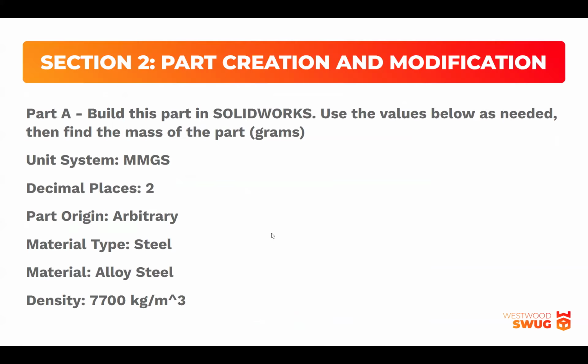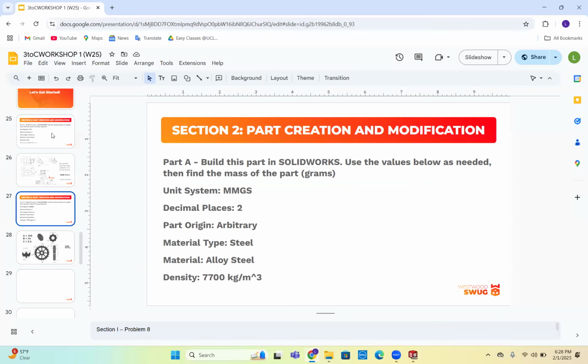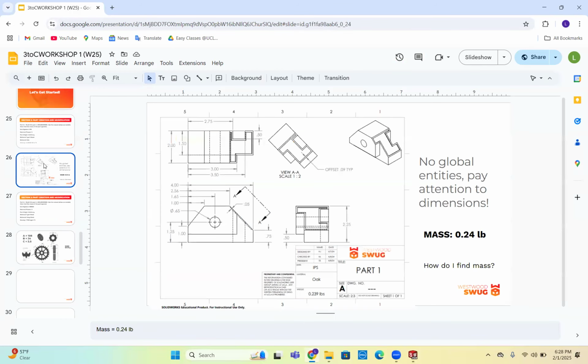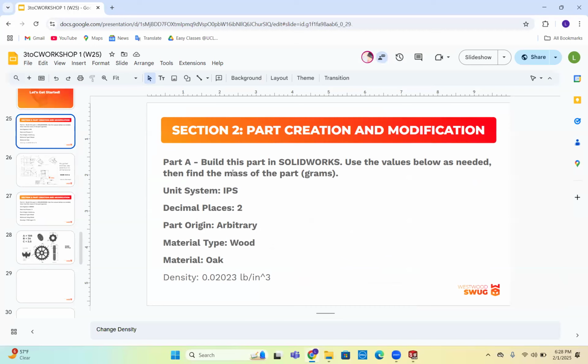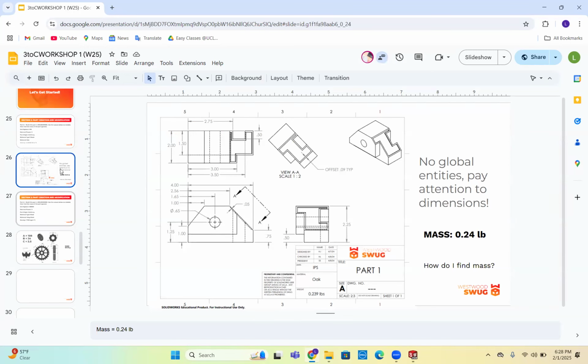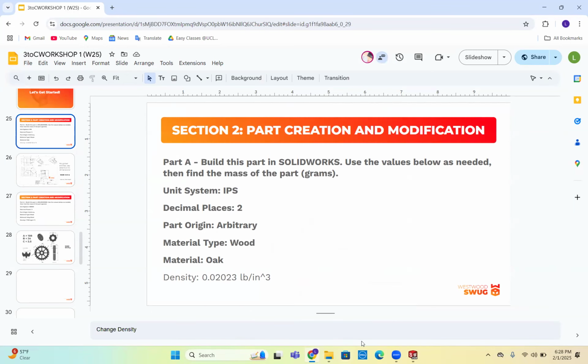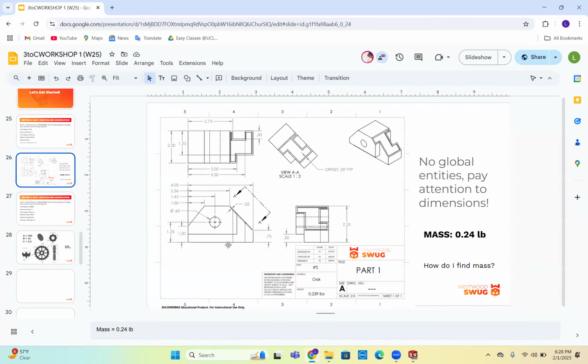Let's escape. That's the wrong one. So they'll typically give you the drawing and the part itself, and they'll tell you the unit system, the decimal places, origin, type, oak, and then this. The density they don't give you and the mass they don't give you. They usually ask for those things. So today I'm just going to show you how I would approach this problem and break it down, so y'all can understand how maybe to approach a problem like this.